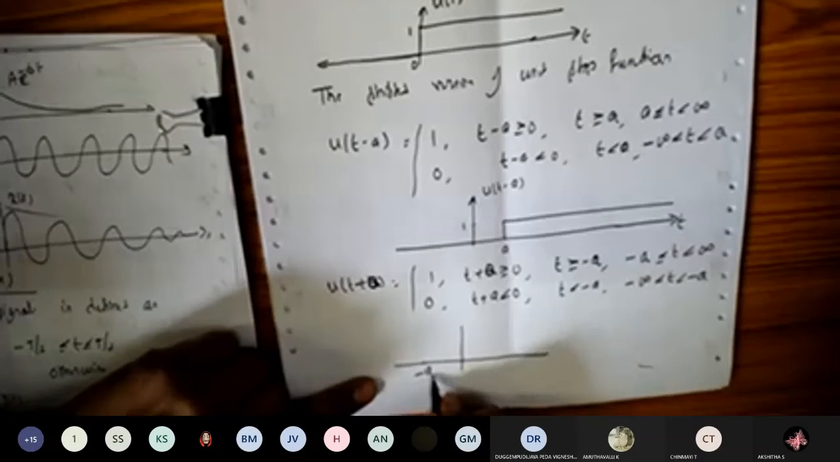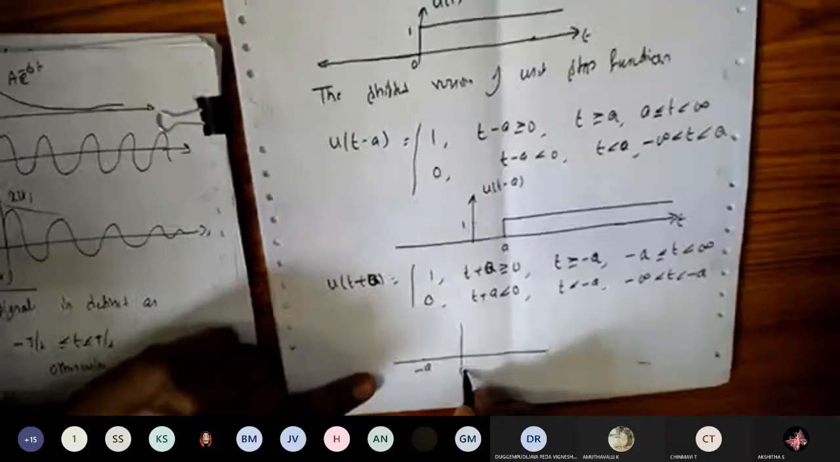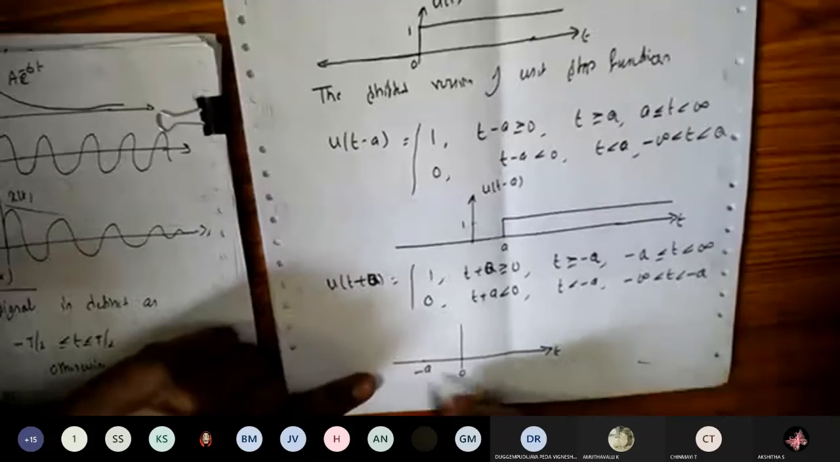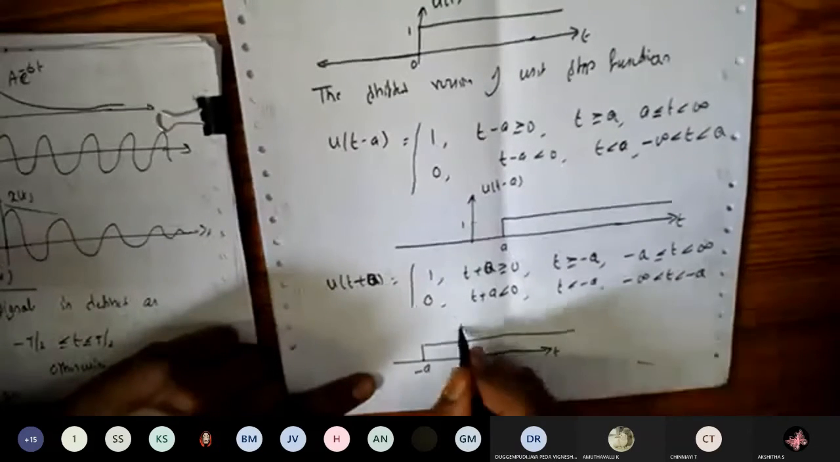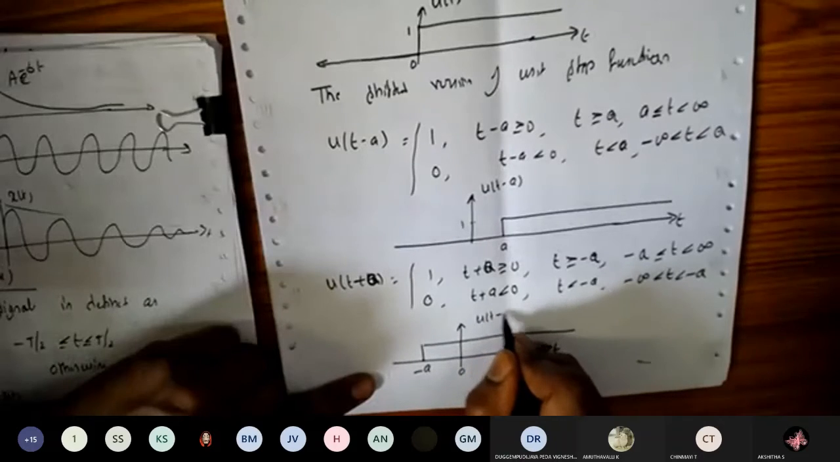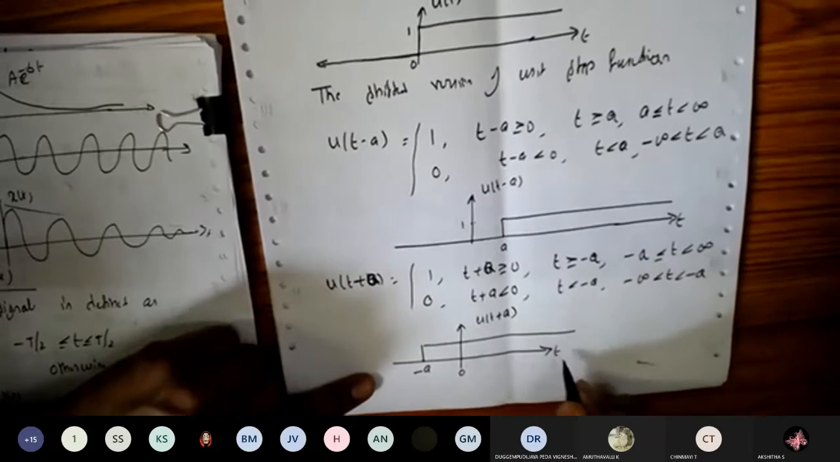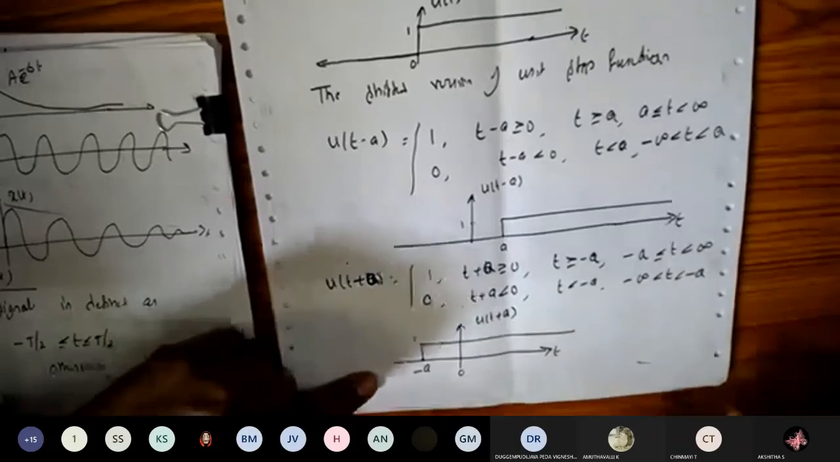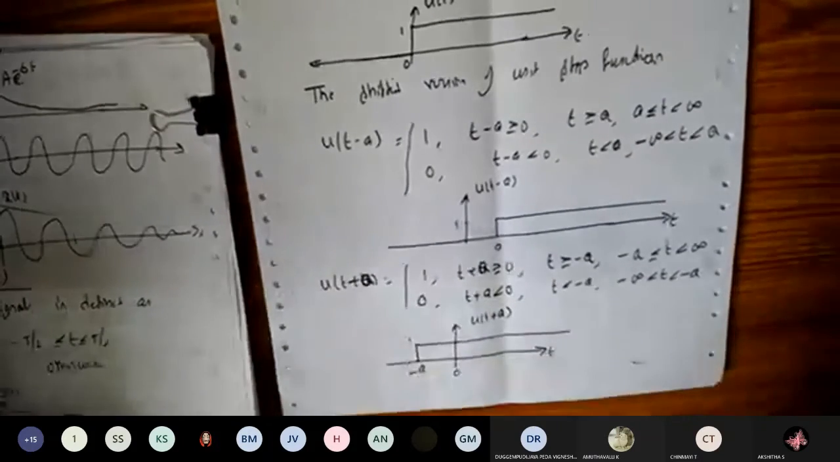So minus a is nothing but, these are the positive values, these are the negative values, this is the origin here. Okay, so from minus a up to infinity, we can have the value that is u of t plus a. We can have the value 1 there.